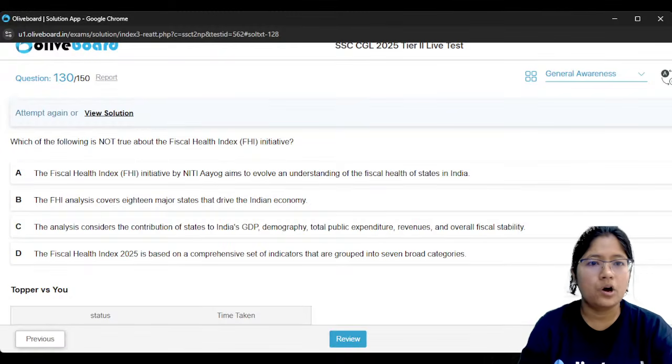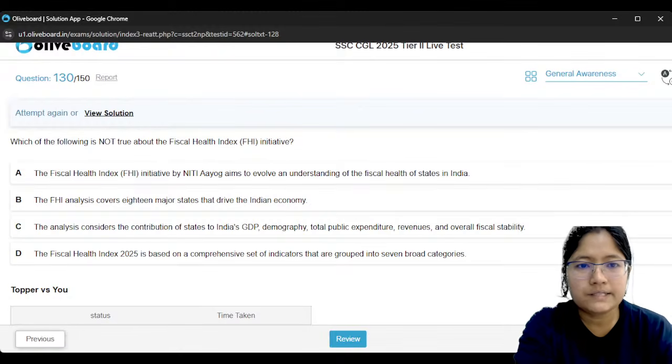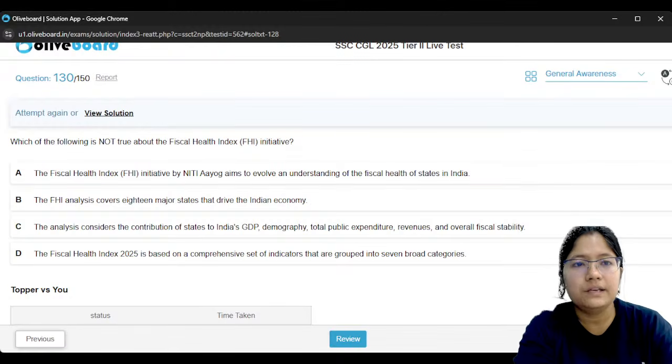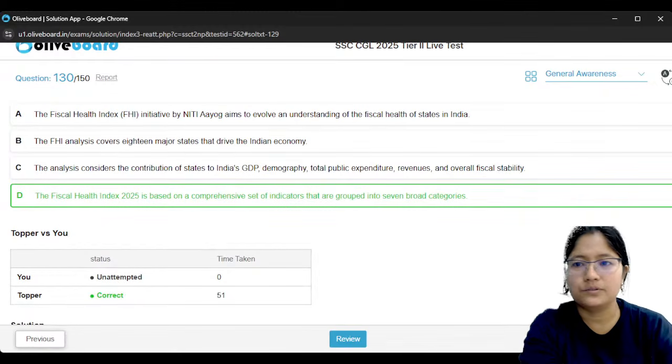So which is not true? So 1 is true, then they have considered in this case the 18 major states and the fiscal contribution to India's GDP, aggregate total public expenditure, revenue and overall fiscal service. This is also true. We have to select only 1 which is not true. Okay, so 1 and 3 are definitely true, and the comprehensive set of indicators are grouped into 7 broad categories. That is not true because it is in 5 categories. So D here is the correct answer because they have asked which is not true. Okay, so D is the correct answer to this question.